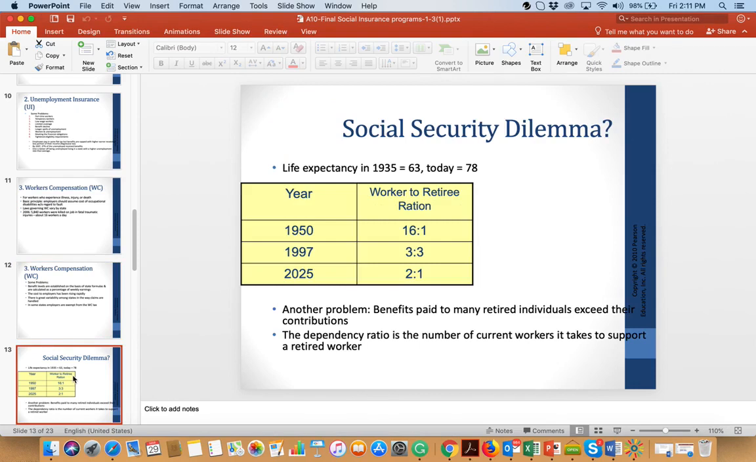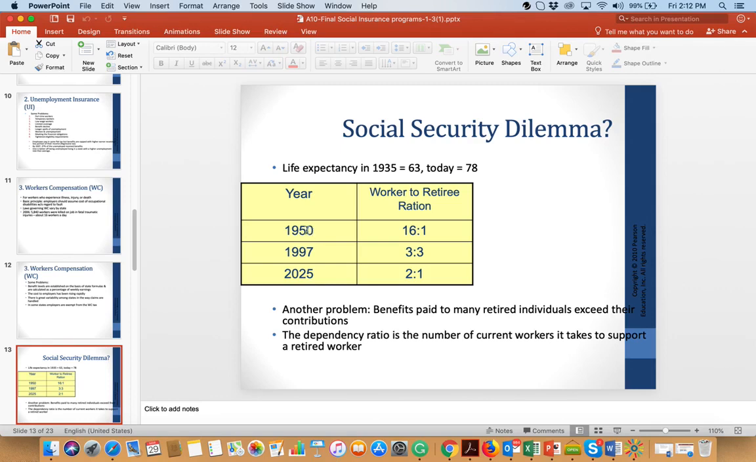Social Security dilemma. When Social Security was enacted into law back in 1935, life expectancy was 63 compared to today where life expectancy is 78. That means we have a gap of 15 years that we have to compensate and keep people basically alive. The dependency ratio basically means the number of current workers it takes to support a retired worker.